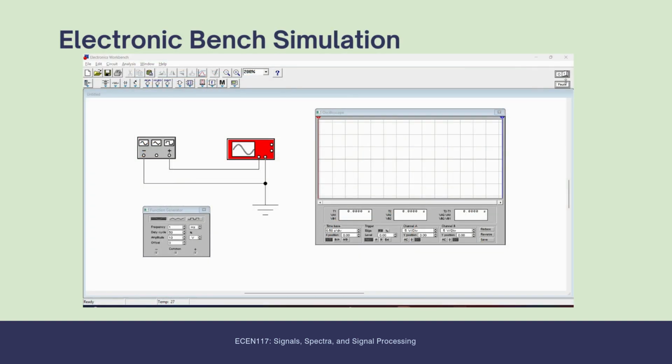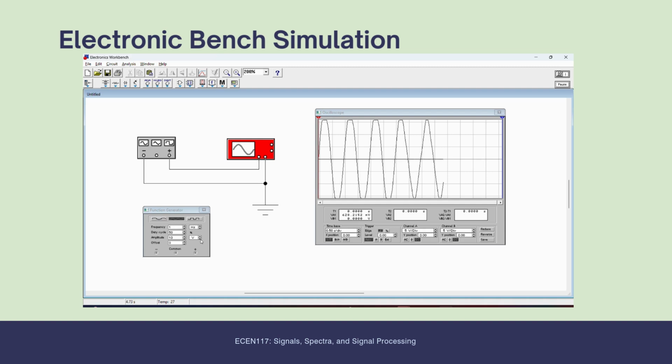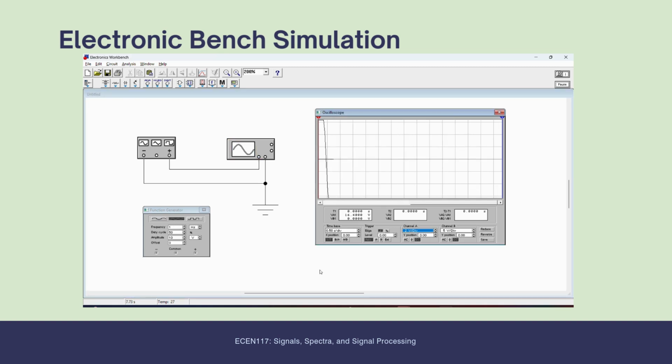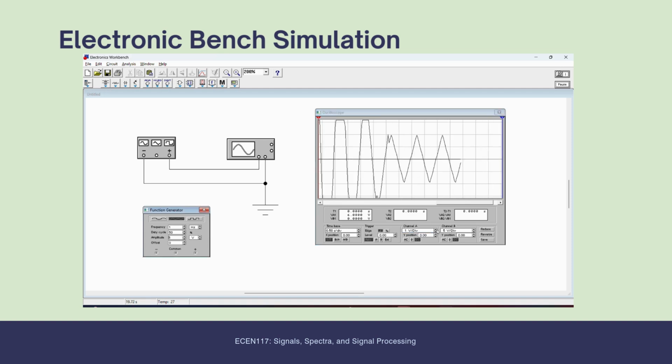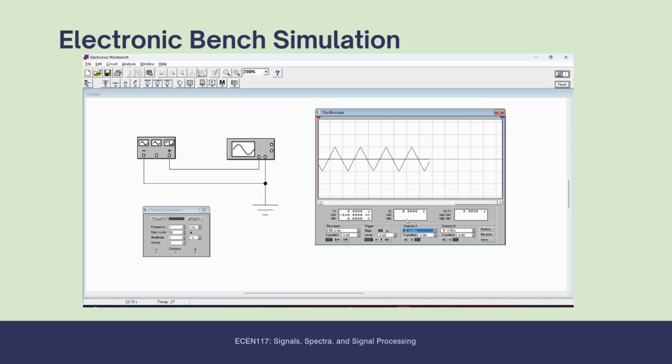This slide presents the electronic bench simulation of the triangular waveform. The waveform is generated and observed using practical electronic components, allowing us to simulate how a triangular signal behaves in a real circuit environment. The output closely resembles the theoretical and simulated triangular wave, validating the accuracy of the mathematical model.